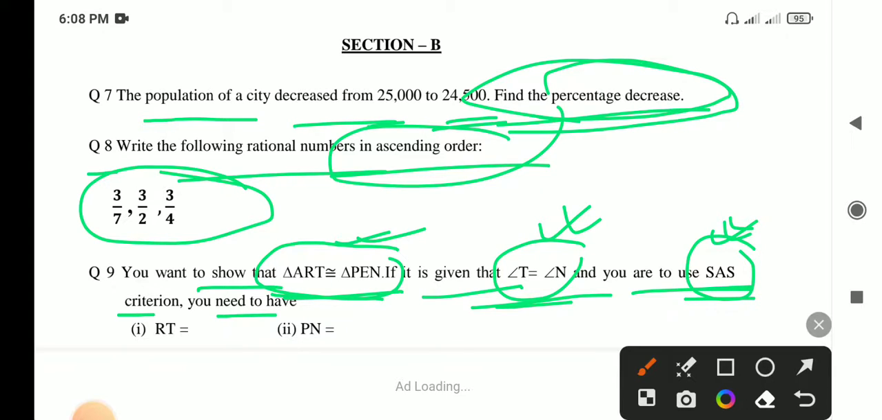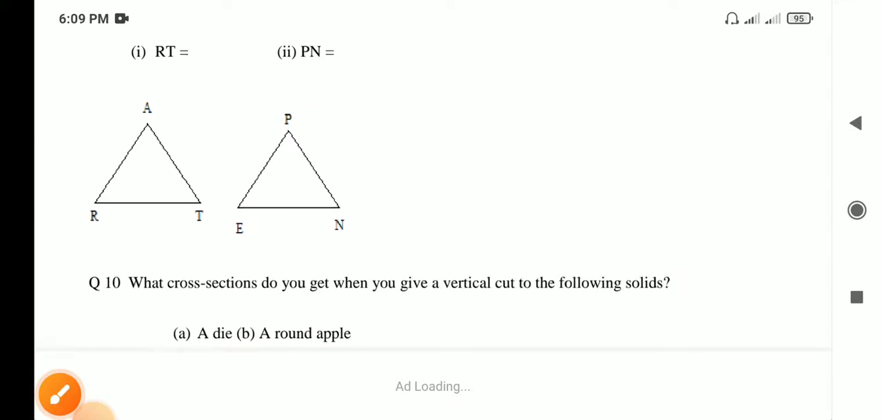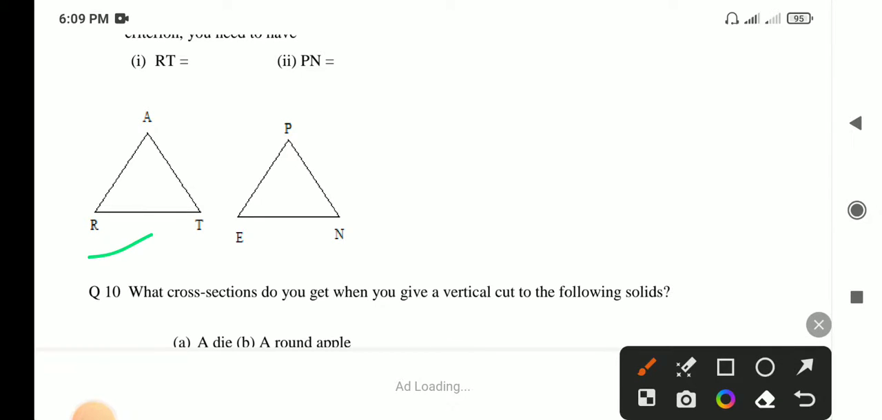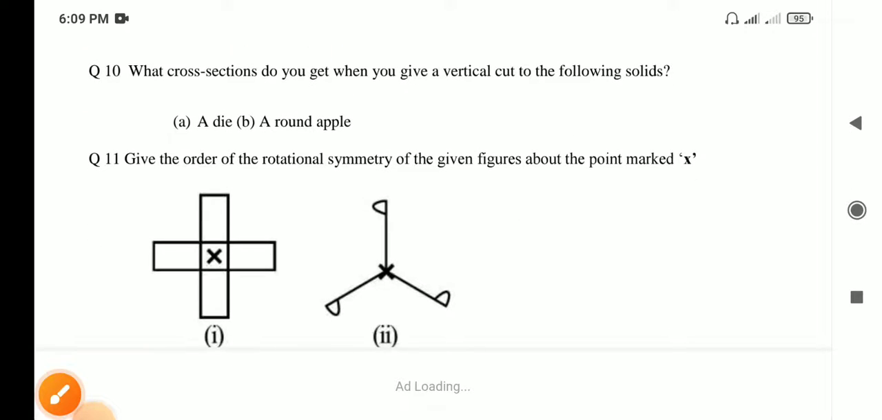Then what do you need for this? RT must be equal to what, and PN must be equal to what. You have to fill in the blanks with the required sides. Okay, now let's see the next question. The figure of the two triangles ART and PEN is also given. Now question number 10 you can see on the screen.